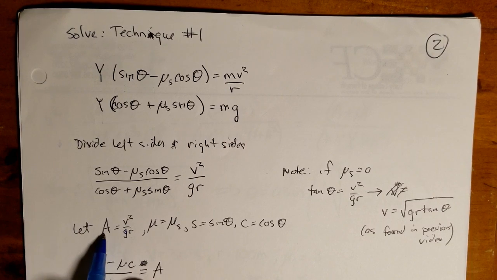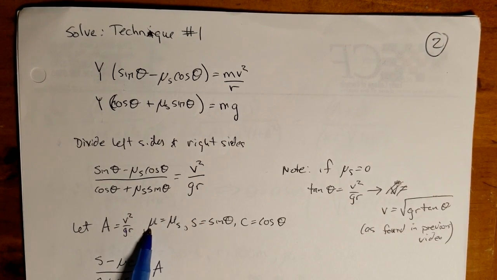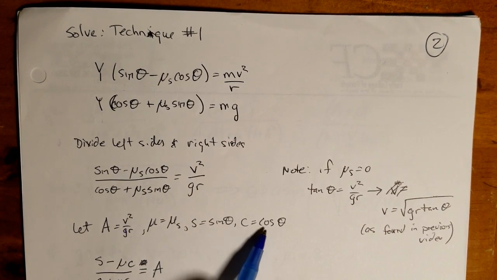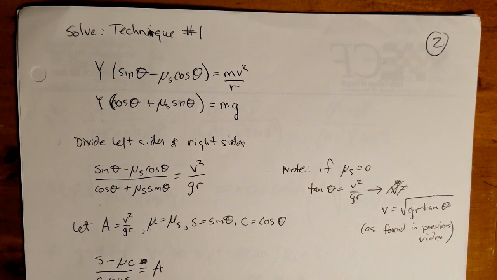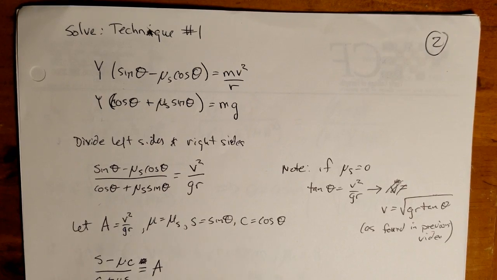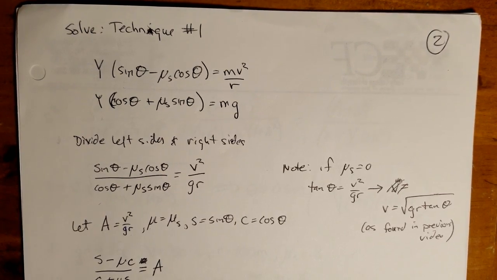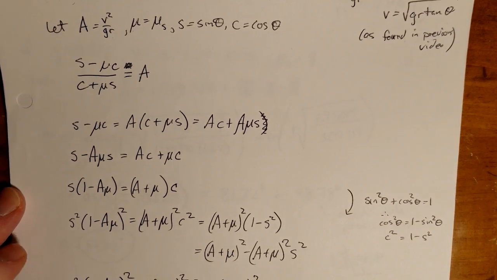Using a for this part, I'm just going to write mu for mu sub s, s for sine, and c for cosine. And so this equation right here is simplified down into this, given my four definitions there. It's a matter of just going through the math.